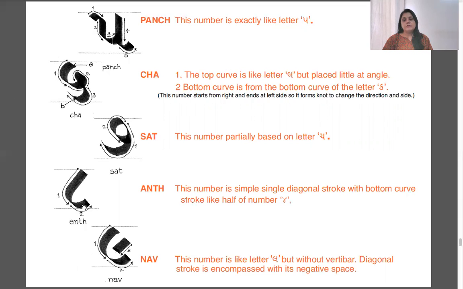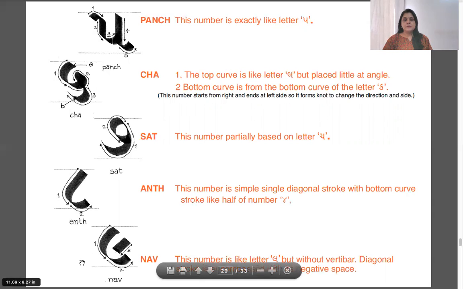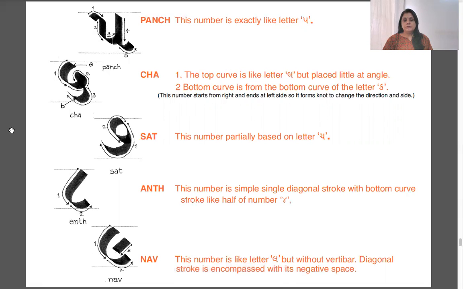This is number 8. We call it Aath. This number is a simple single diagonal stroke with a bottom curve stroke like half of number 4. This is number 9. Now, this number is like letter L, but without the vertical bar. The diagonal stroke is encompassed with its negative space.